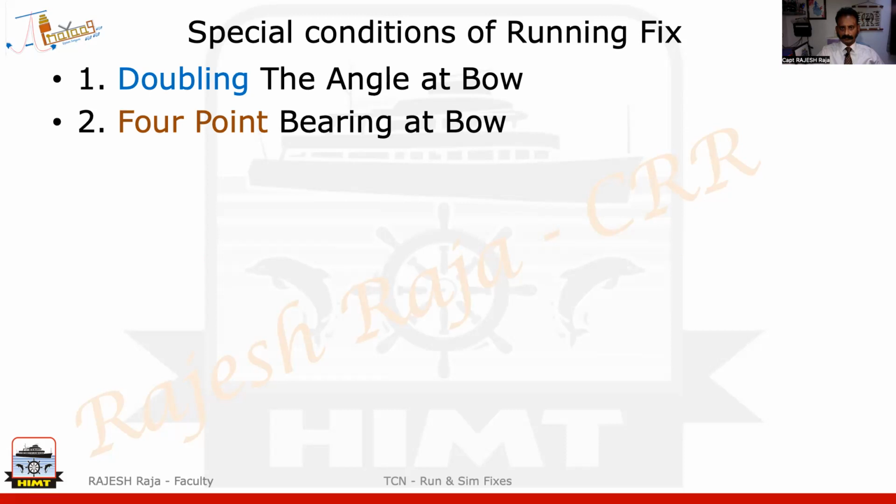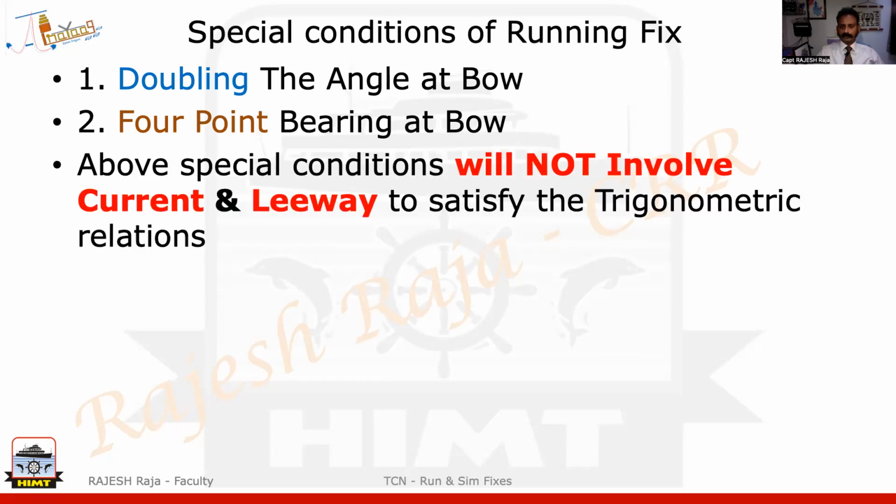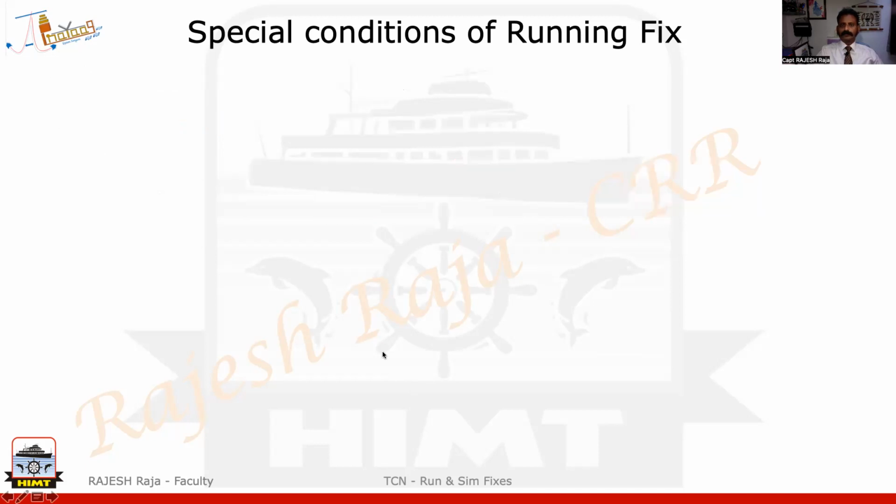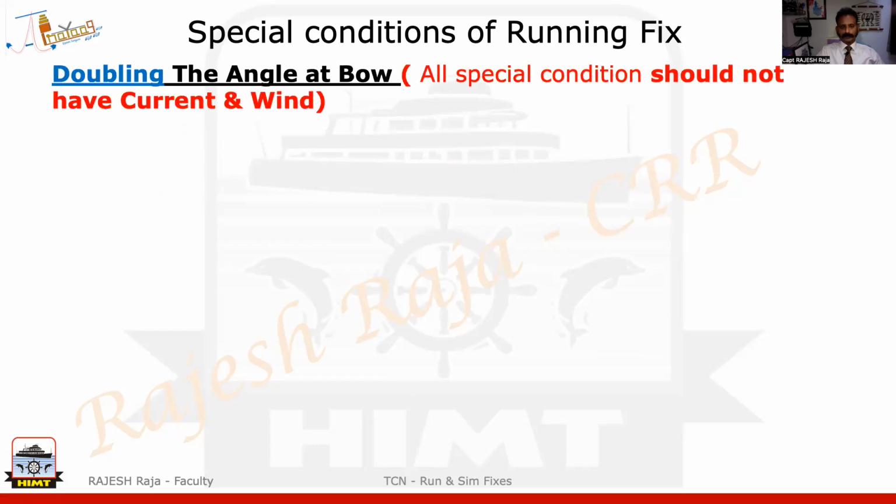Why I call them special conditions is because when I'm trying to solve these two conditions, I should not involve current and leeway. Why? Because I'm going to take a trigonometric relation, basically a right angle triangle. So keeping a current and leeway will not be able to satisfy the vectors. So we will try to keep out the current and leeway in these two conditions. Let us have a look, and for that, I'm going to take an example to start with. I'm going to give you an example with some values.